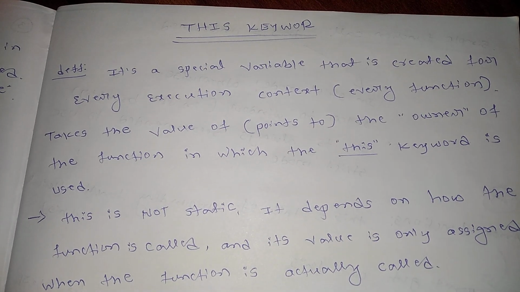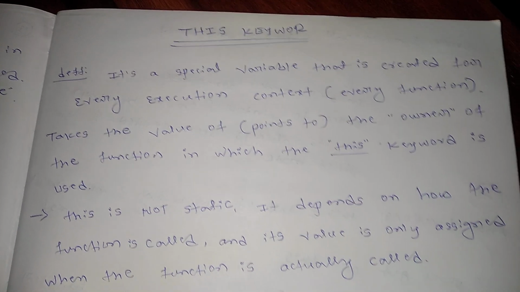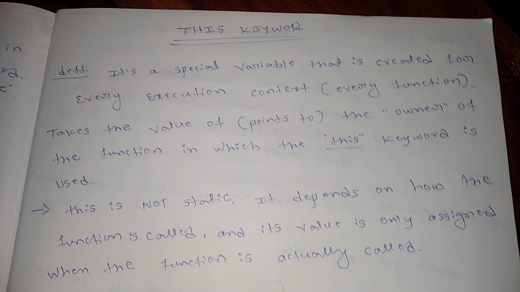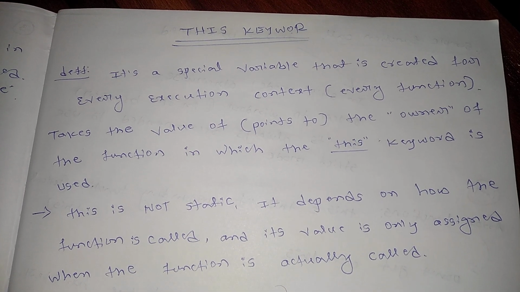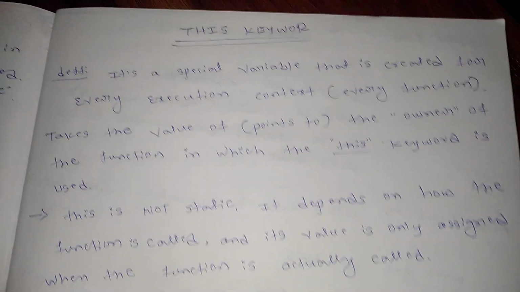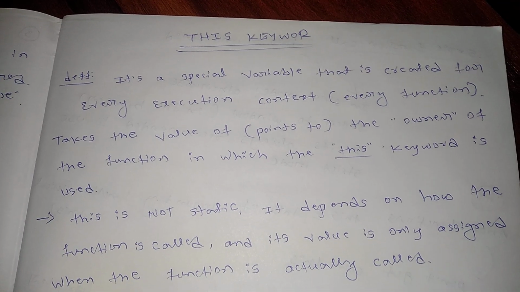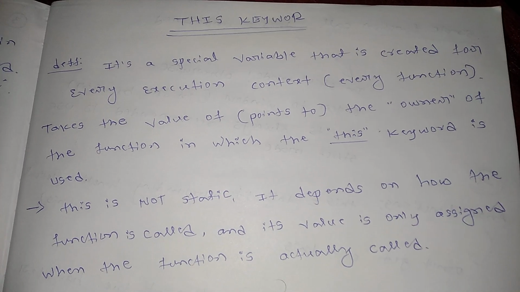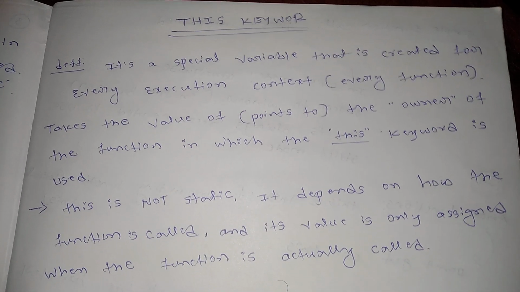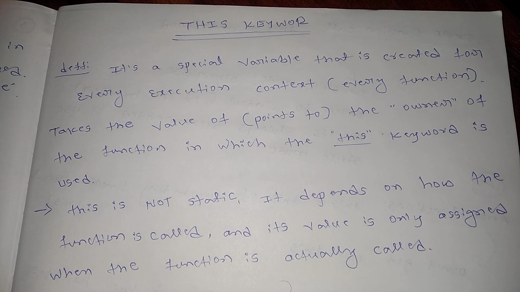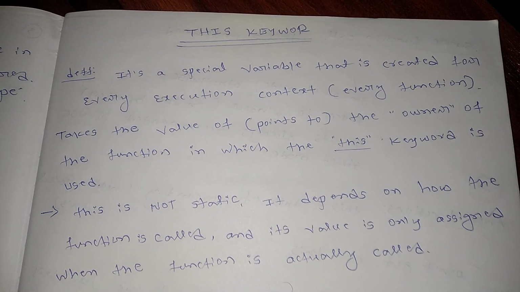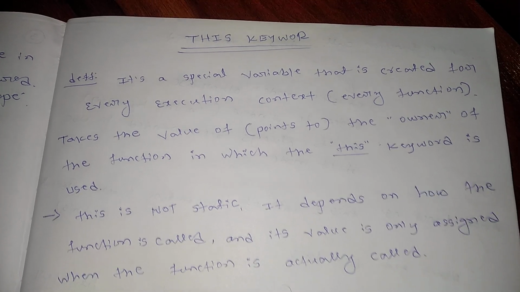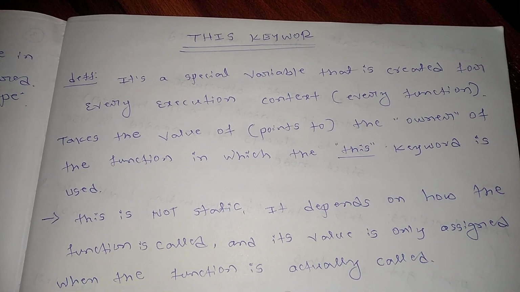So coming to the definition, it's a special variable that is created for every execution context, that is, every function. It takes the value of the owner of the function in which this keyword is used. So basically it takes the value of whatever is calling a particular function. I mean, if an object is calling a particular method or function, and in that function the this keyword is written, then it will take the values of the owner, the one which is calling that function. Once we see the examples it will be more clear.